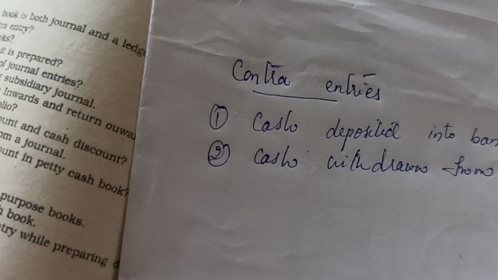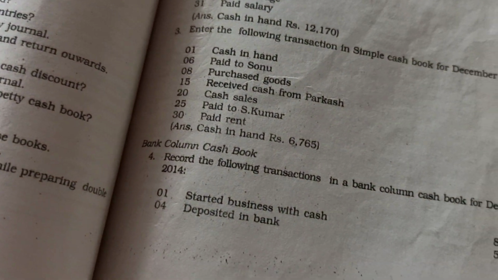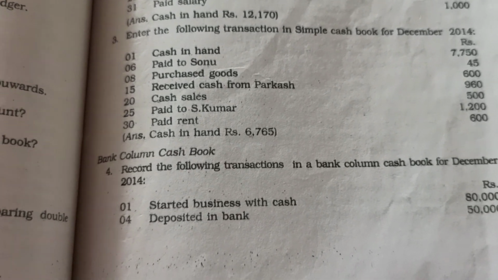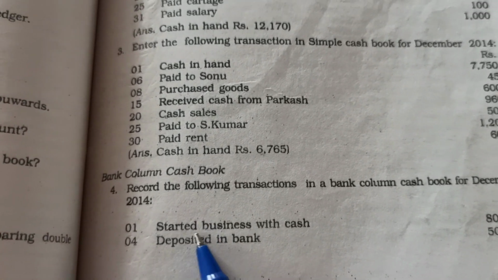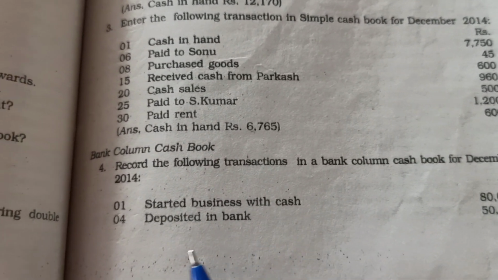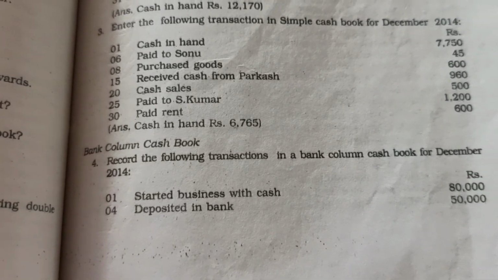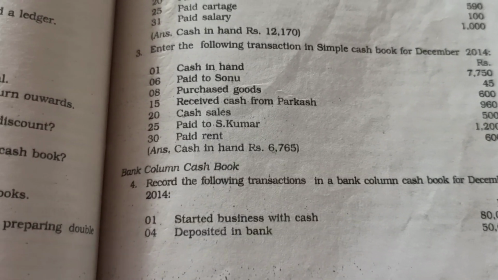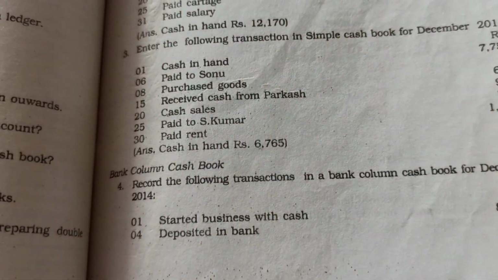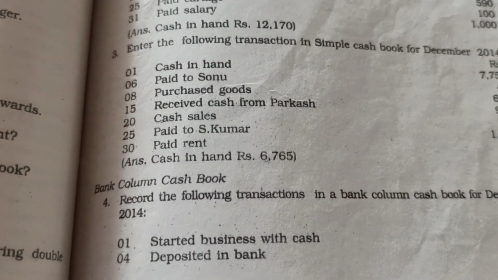Now we'll start this sum. How do we prepare this double column cash book? It is the same rule: cash coming is the debit side, cash going is the credit side. Now see here, started business with cash. Cash is coming, debit side, cash column. Deposited into bank is there. Deposited into the bank, as we said, comes as a contra entry, so we have to show it on both sides.